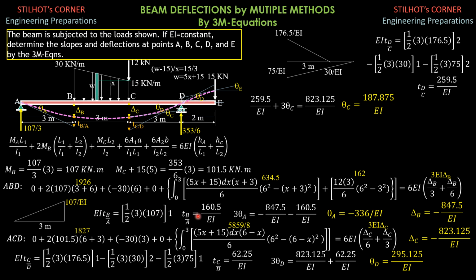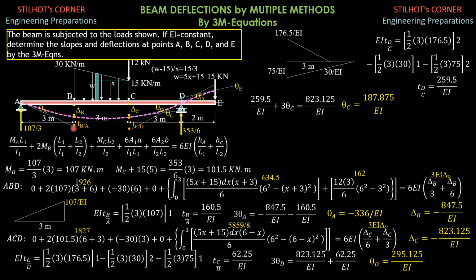It is positive. So that means the point B on the elastic curve is above the reference tangent at A. So it is 160.5 over EI. But based on the figure, the slope at A is negative, and tangent of theta is equal to theta A itself, because theta A is very small, so the tangent of the angle is just the angle itself. So again, theta A is negative, it is opposite over adjacent.